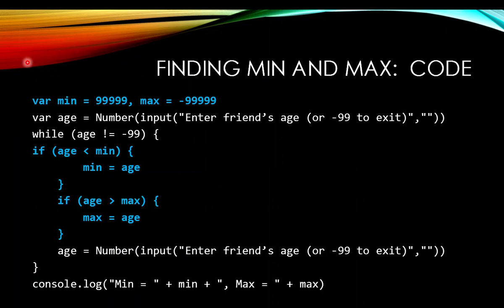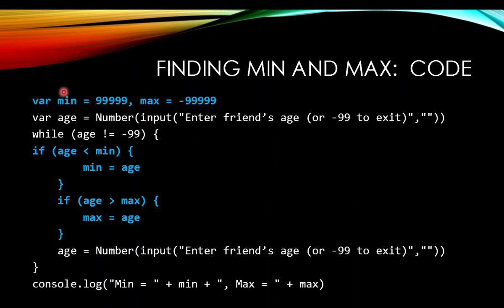So in this case, we're going to ask for a friend's age. Let's say you're going to enter all your friends' ages, and you want to find the minimum and maximum of them. You use a sentinel. Again here, -99 will be your sentinel. Don't worry about that. It's not going to be confused with these values.